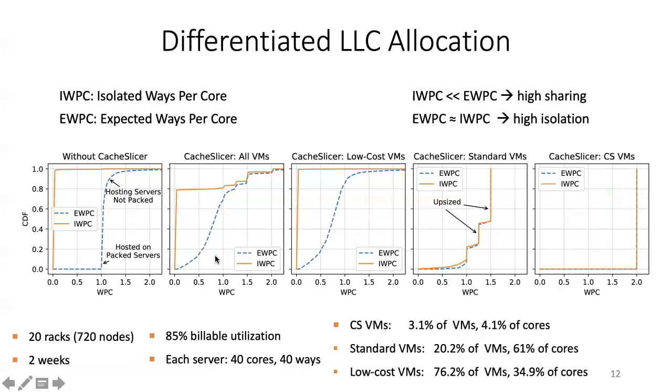With CacheSlicer, we can create these differentiated regions in this distribution. If you look at each category separately, you see that low-cost VMs still have very low isolated ways per core. Cache-sensitive VMs have isolated ways per core equal to their EWPC. And for standard VMs, there was some upsizing going on. Some of them were upsized to have 1.25 ways per core, and some were upsized to 50% higher than where they started. But the good thing is that here, the IWPC gets very close to the expected ways per core, though sometimes the VM scheduler cannot prevent those contentions.